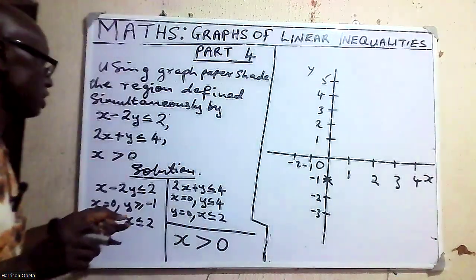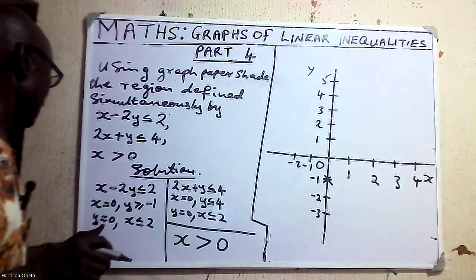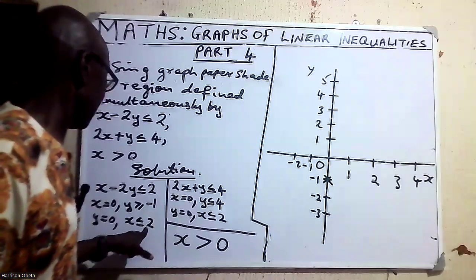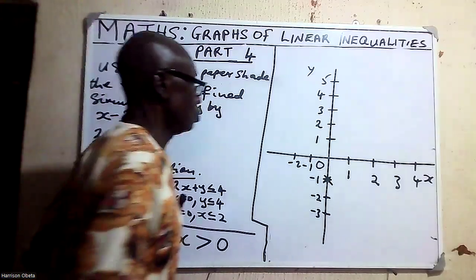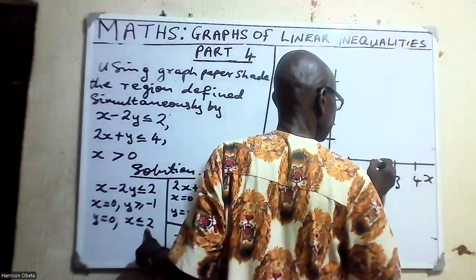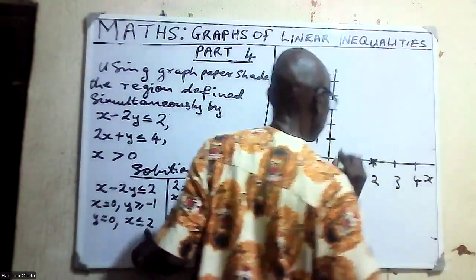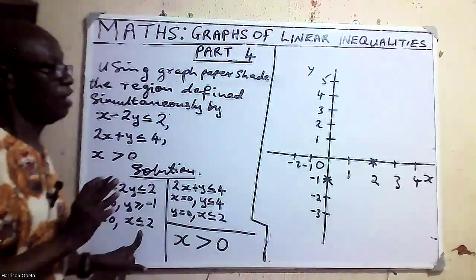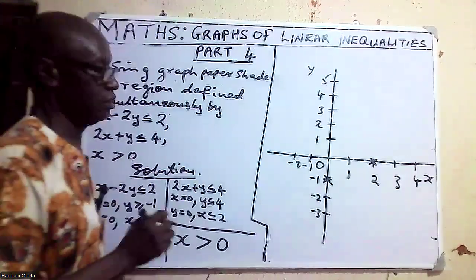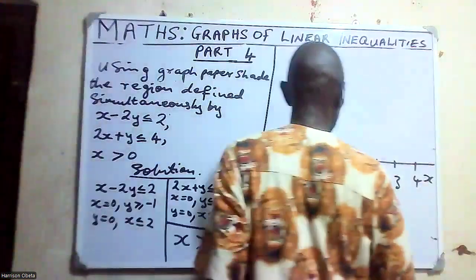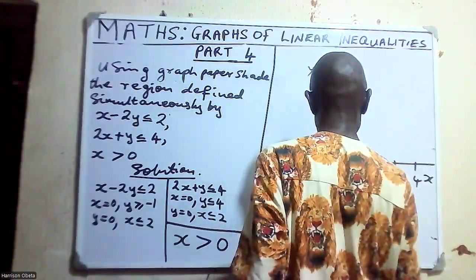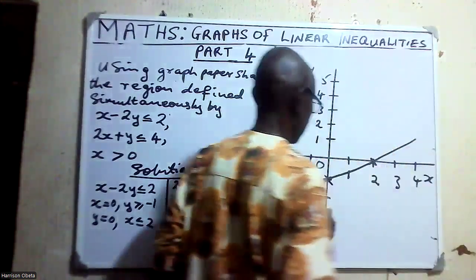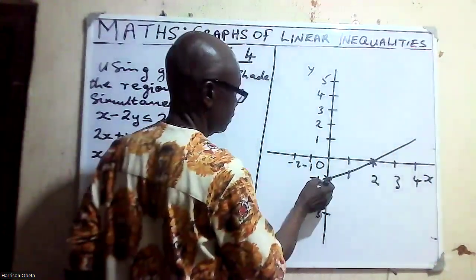Again, going back to the same thing. What of when y is 0? That's along the x-axis. X is less than or equal to 2. So that is here. You mark your x. The next, since it is less than or equal to, you have to use a thick line to represent that. I explained that in my other videos. So you connect. So this is the first line.